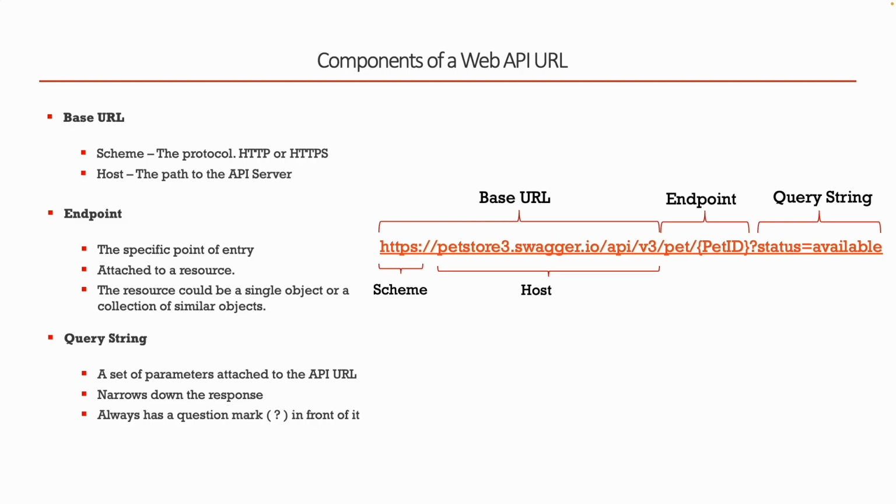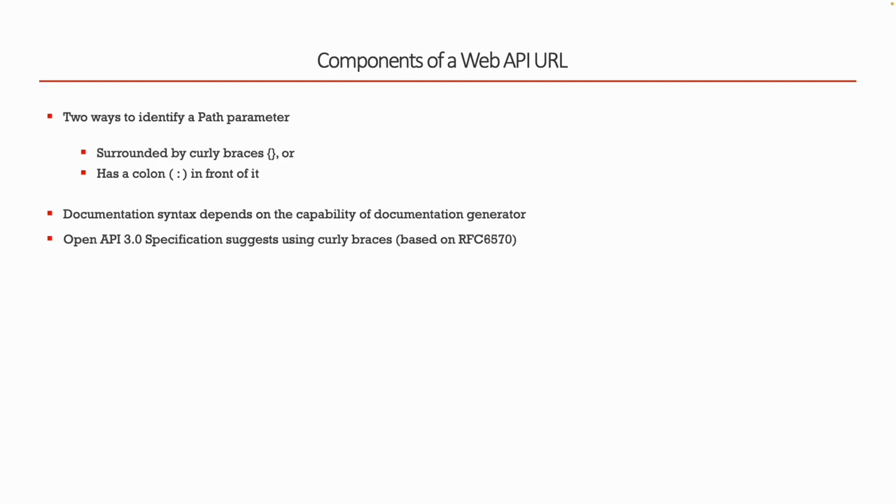While we are on the topic of path parameters, I want to take a moment to talk about the syntax of path parameters. There are currently two ways to identify a path parameter. A path parameter is either surrounded by curly braces or has a colon in front of it. So what do you go with? If the documentation generator of your choice supports both of these syntaxes, you could go with either of them.